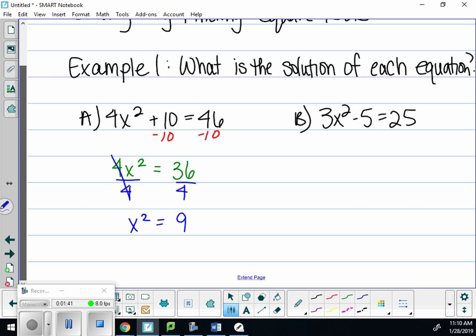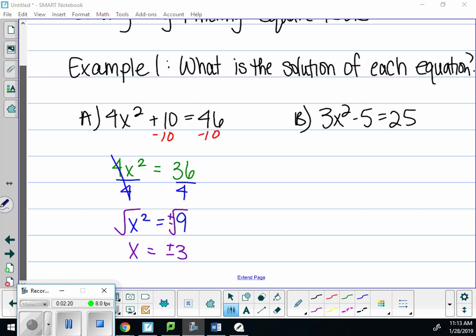How do we undo something being squared? We take the square root. Now when you take the square root, we have to do positive and negative. So x would equal positive square root of 9. What's the square root of 9? 3. So positive 3 or negative 3, which we can write like that. Or if you want to write 3 comma negative 3, that would be okay as well. When we take a square root, you always put in a positive or negative.